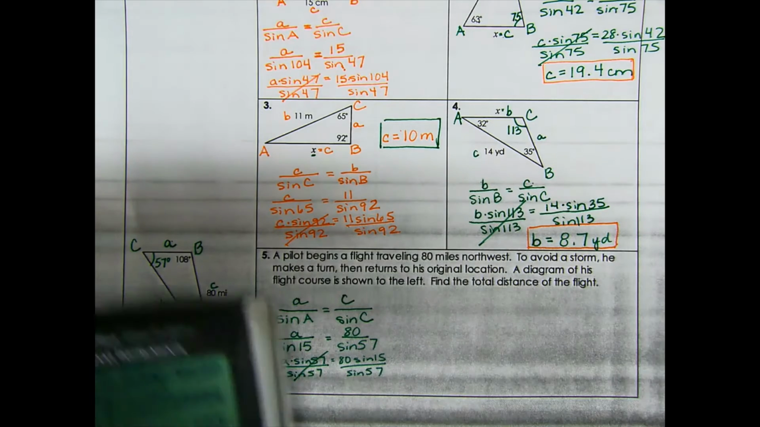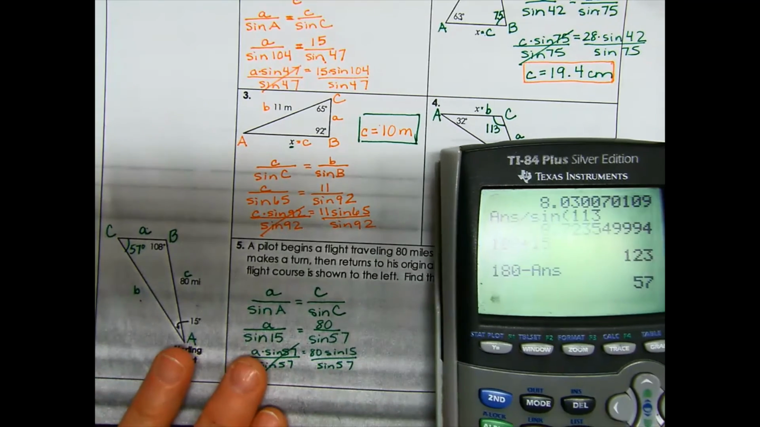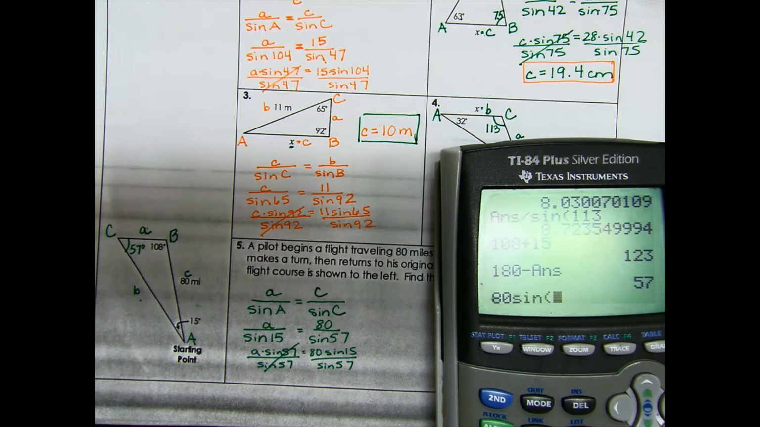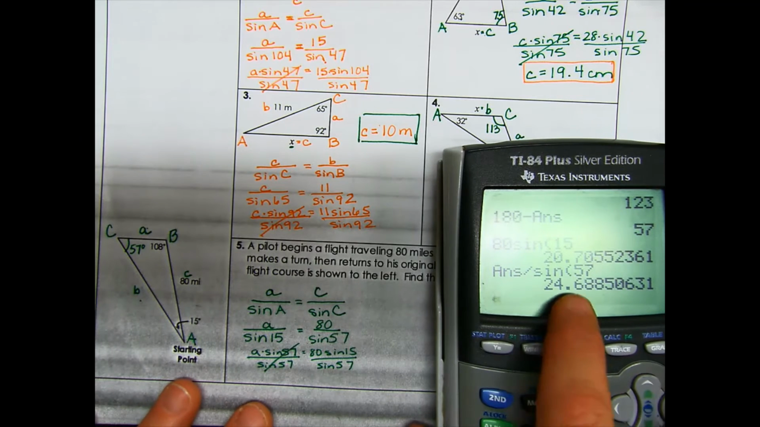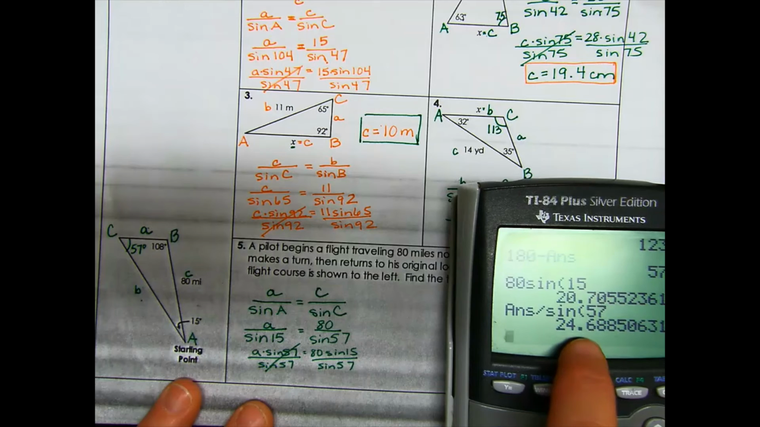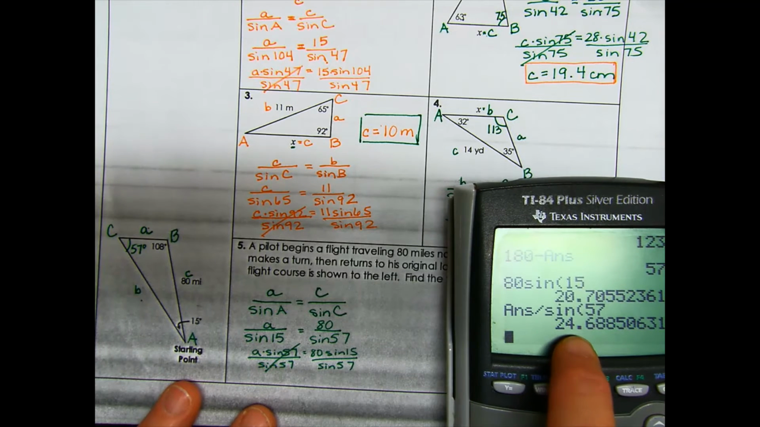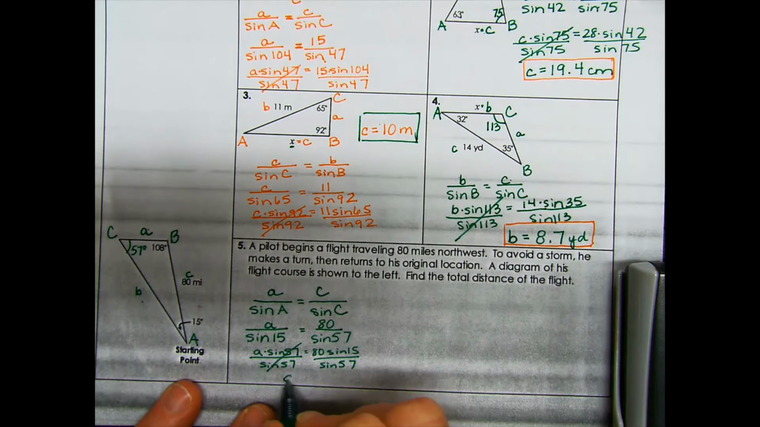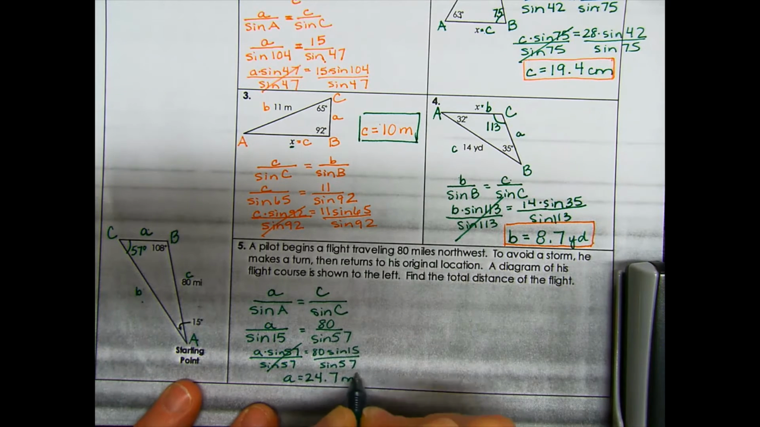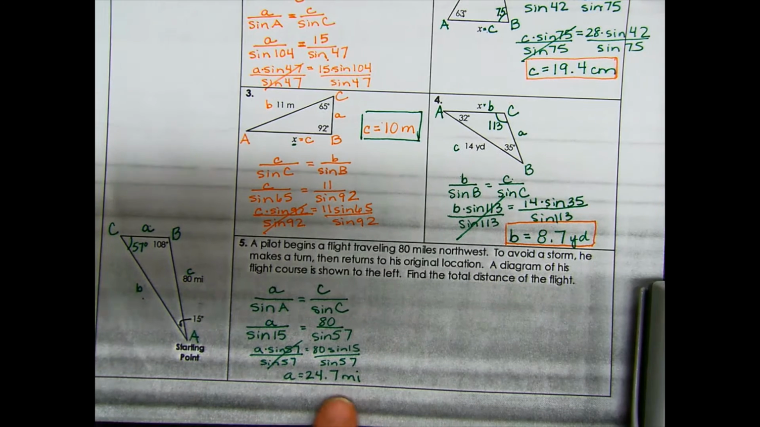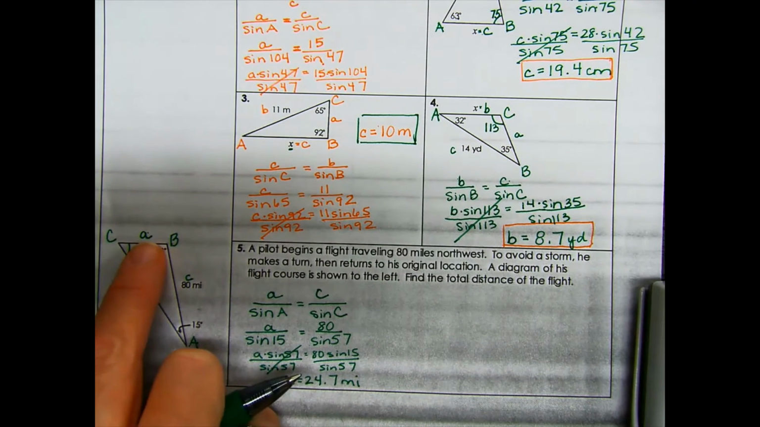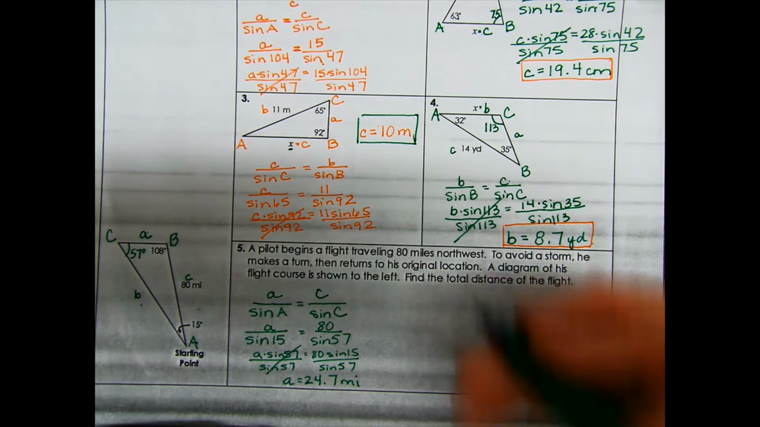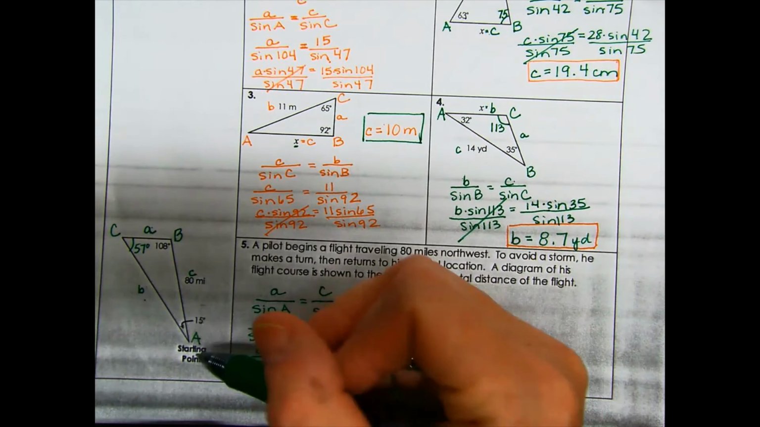So that comes up to 80 sine of 15 divided by the sine of 57. It's 24 point, and it's still in the tenths, so 24.7 is our length for a. 24.7, and that is in miles. So now we have that length for right here. Now we need to find the length of b.